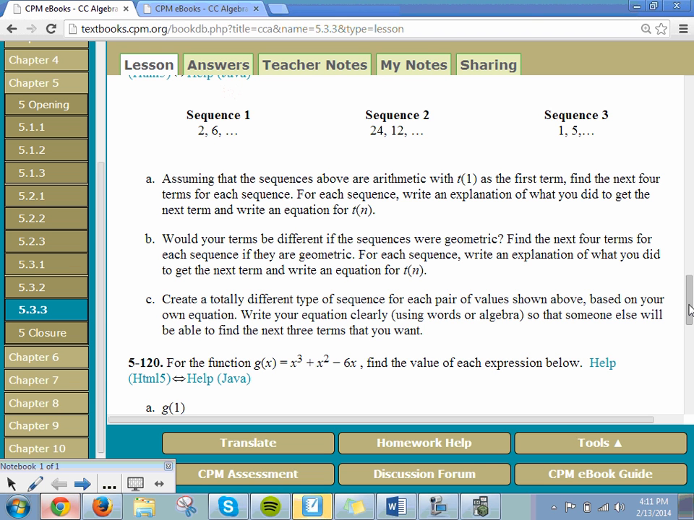For the first sequence, we have to figure out what we multiplied 2 by to get 6. We can see we need to multiply by 3. So 6 times 3 is 18. Then I'm going to need to pull out my calculator. 18 times 3 is 54. 54 times 3 is 162. 162 times 3 is 486. So we can see we're growing at a very fast rate.